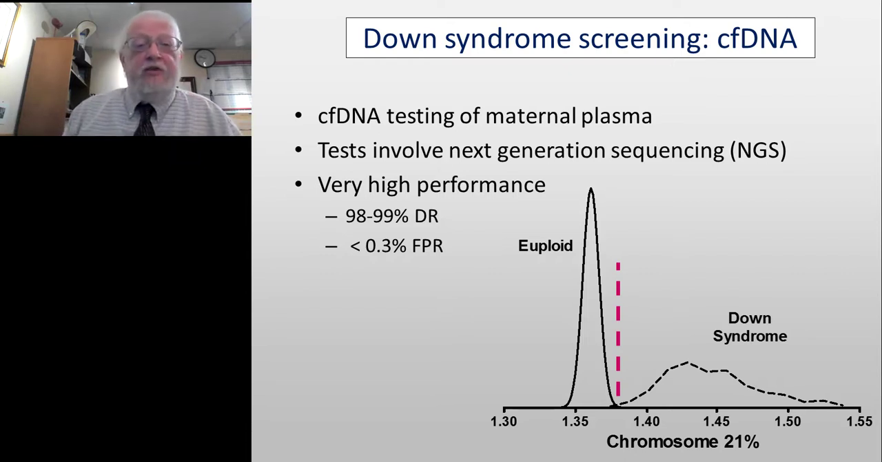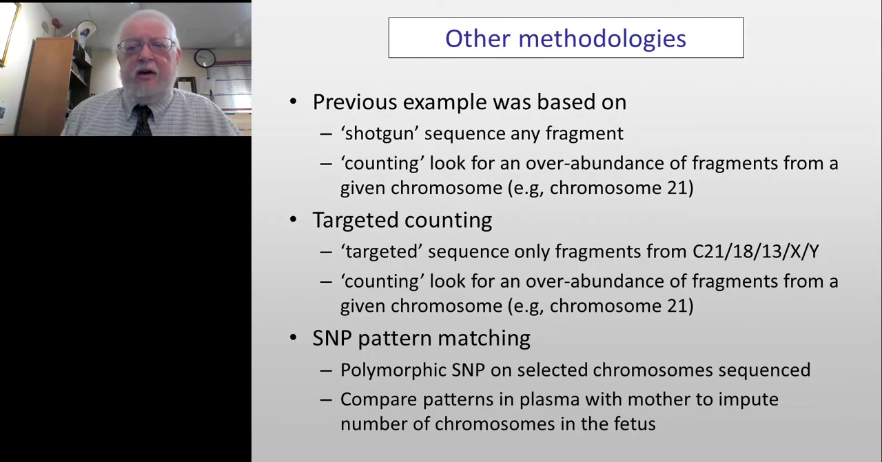So what I just showed you was called shotgun counting. You can see why. There are other methods. I'm not going to go into detail, but there are some methods that say, well, why are you sequencing chromosome 1, 2, and 3? I mean, we're only interested in 21, 18, 13, and maybe X and Y. So I'm going to create a method where I only pull out fragments from what I'm interested in. I have to do a whole lot less sequencing. But then I still count the same way as I did before.